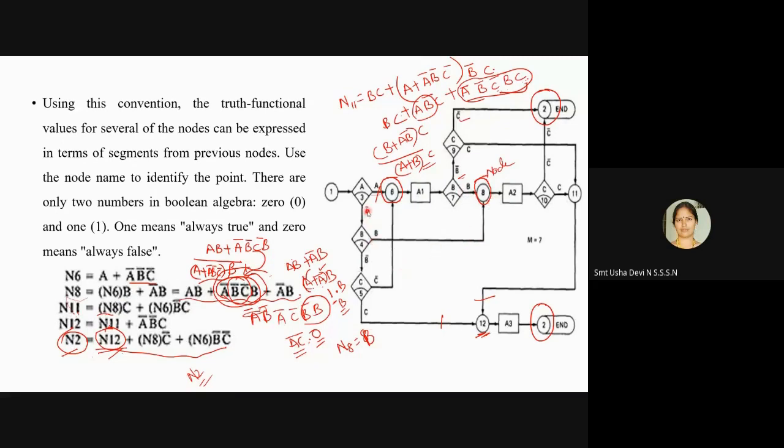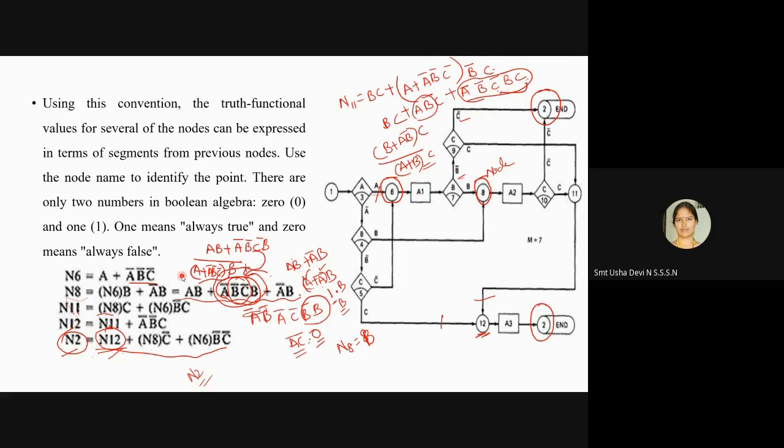This path. A bar B. So N6B, A bar B. So these are the two different paths for N8. So simply I have written those two values. So you can evaluate this one by substituting this N6 value. It's already in terms of ABC.